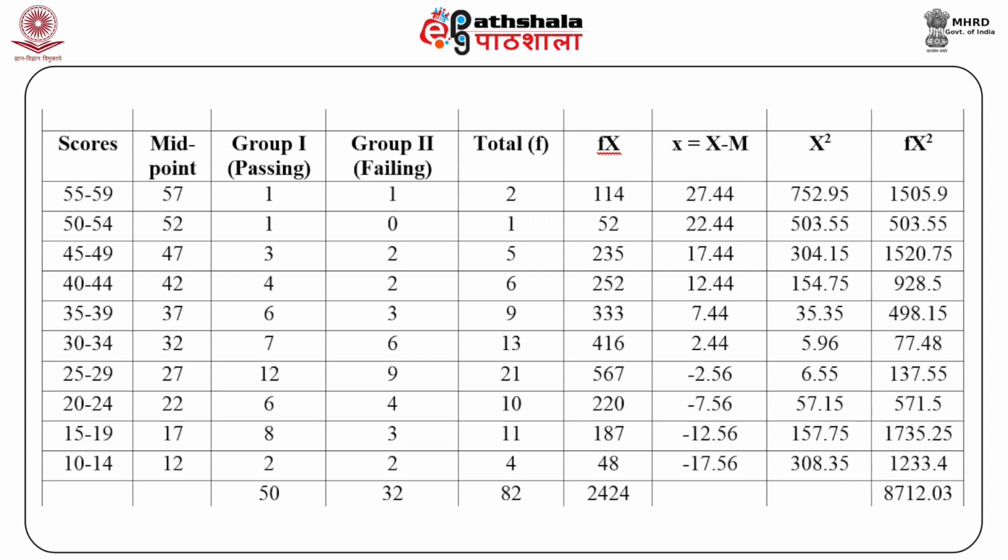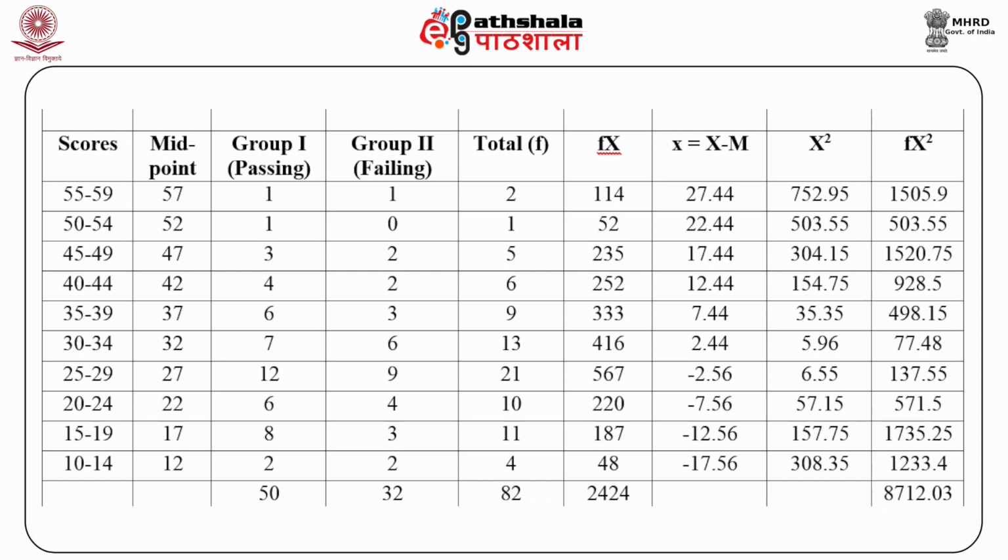Fx, if we multiply frequency with the midpoints, we get 114, 52, 235, 252, 333, 416, 567, 220, 187 and 48, summation Fx being 2424. Small x is equal to capital X minus capital M, which is 27.44, 22.44, 17.44, 12.44, 7.44, 2.44, minus 2.56, minus 7.56, minus 12.56 and minus 17.56.